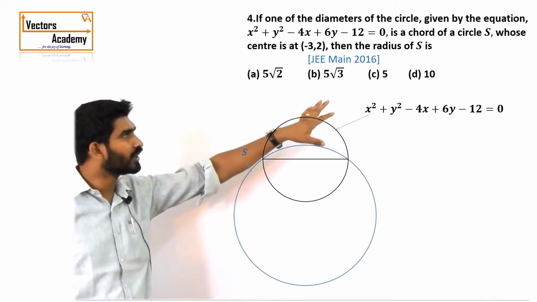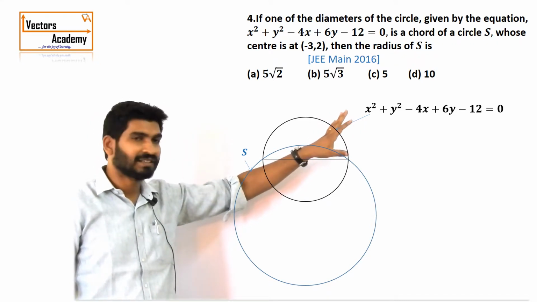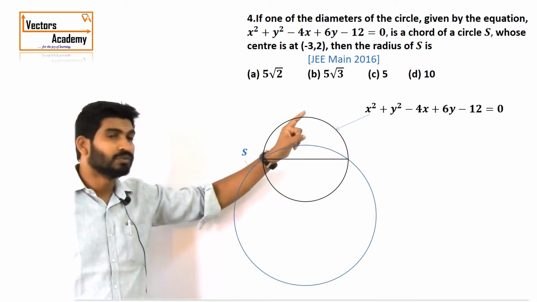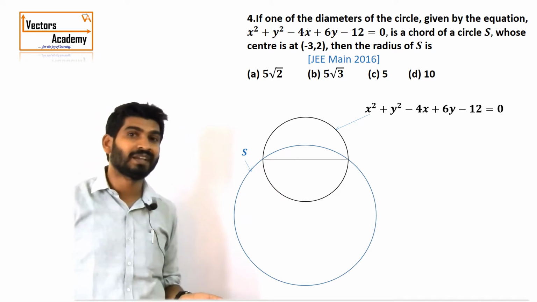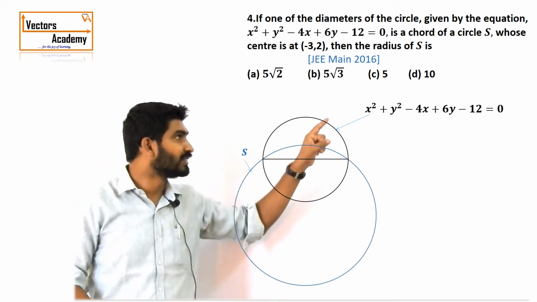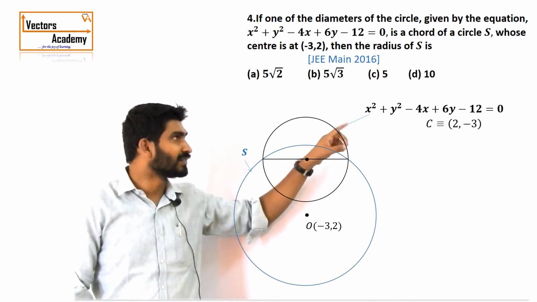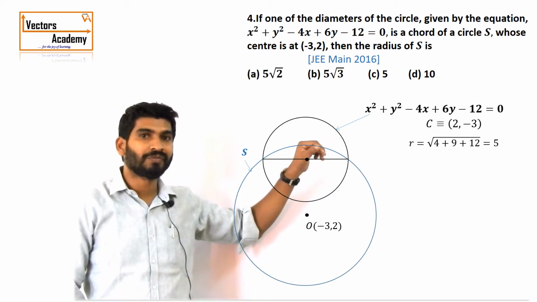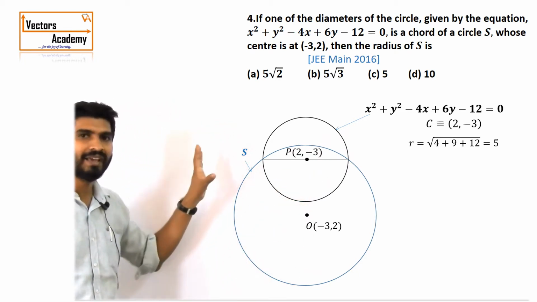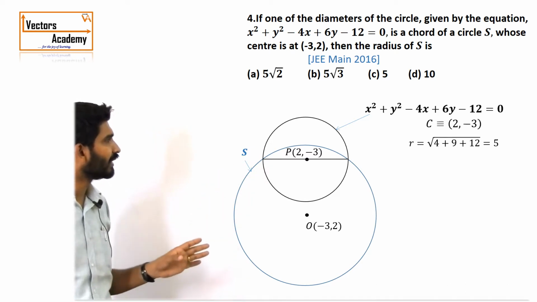The given circle is x square plus y square minus 4x plus 6y minus 12 equal to 0. Once you know the equation of a circle, you can always find the center and the radius just by observation. So, the center of the circle comes out to be (2, -3) and the radius comes out to be 5. So, let us represent everything in the given diagram.